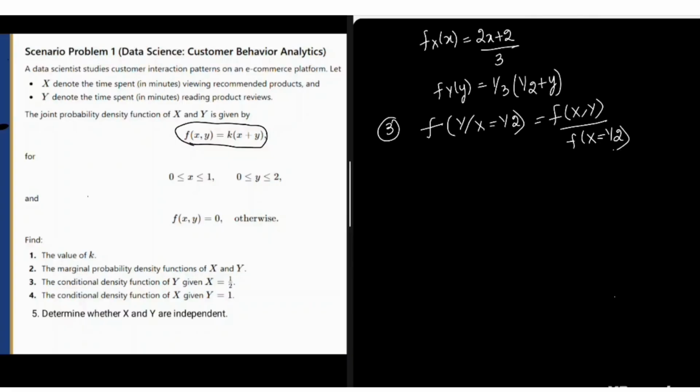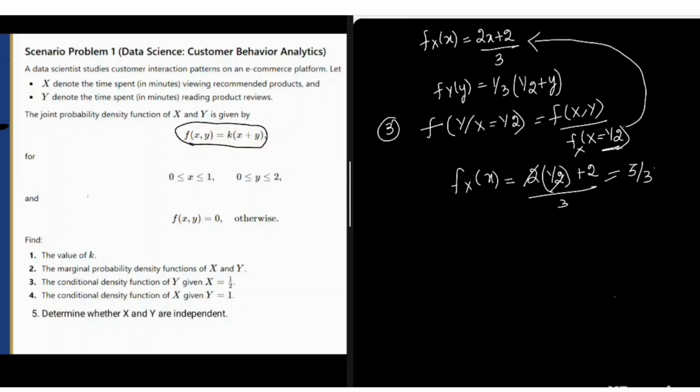Obviously we know that f of x comma y is the probability density function which is given in the question. Your denominator, x is equal to half, means this is the marginal density function f of x for x is equal to half. So you have to substitute the value of x is equal to half in this equation. So f x of x is nothing but 2 into, instead of x you will substitute 1 by 2, plus 2, divided by 3. So 2 and 2 will get cancelled. So 2 plus 1 is 3 by 3, which is equal to 1. So this is your denominator part.